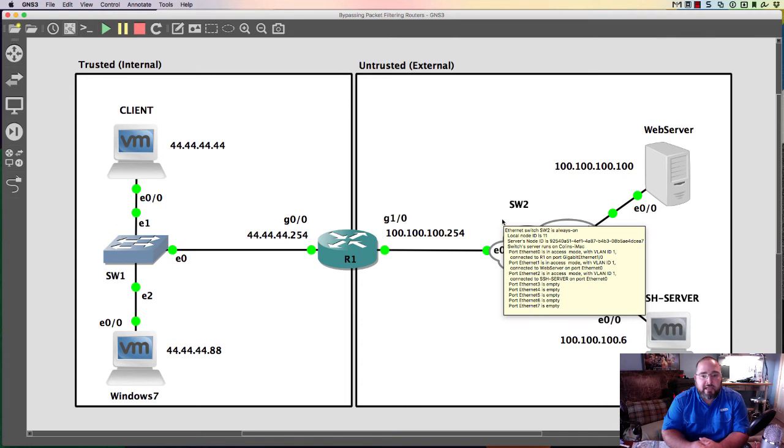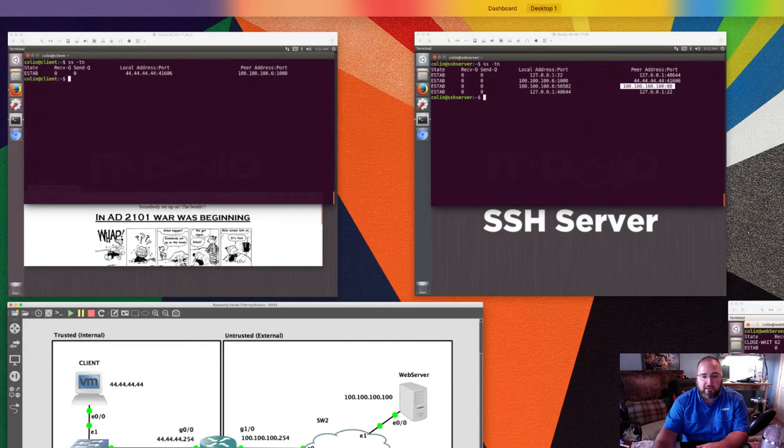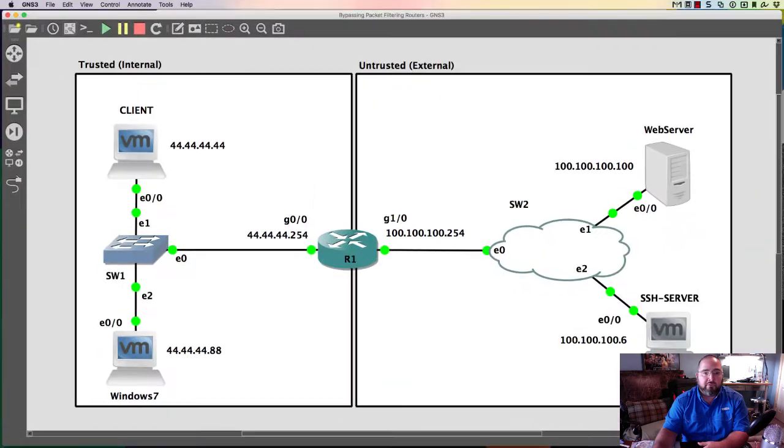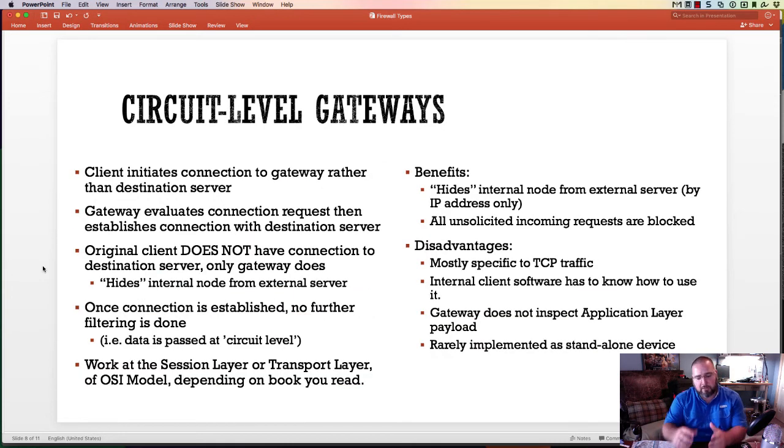However, there is absolutely no inspection of the traffic going on by the device that's acting as our circuit level gateway here. If I wanted this to be more secure, I wouldn't just use this simple of a rule, but I'd also work in some firewall rules and things like that, say using iptables to button this up a bit. But what this illustrates to you is the concept of how a circuit level gateway is going to behave: the clients establish a connection with the gateway, and then the gateway establishes the connection with the actual end server out there on its own.